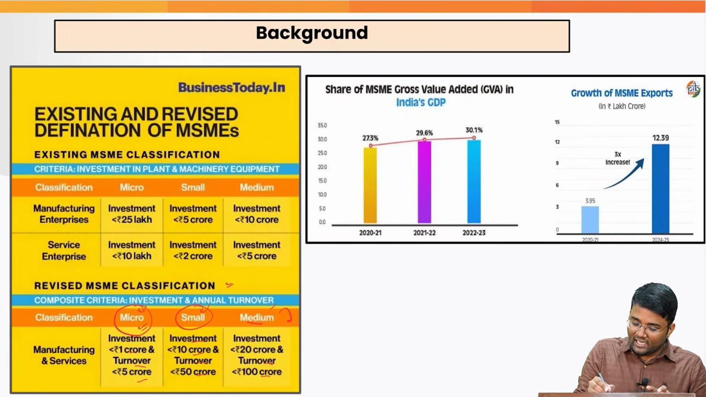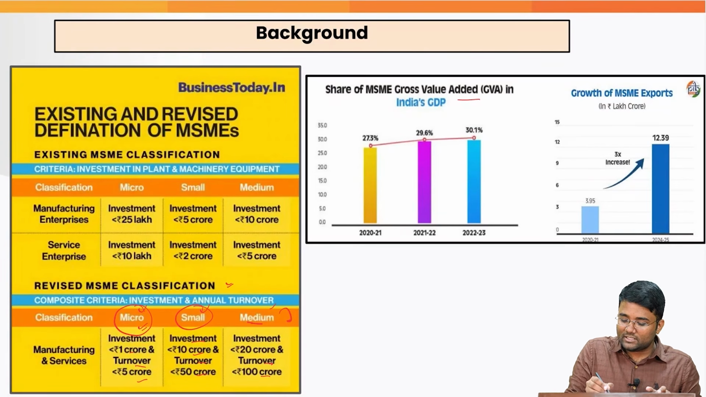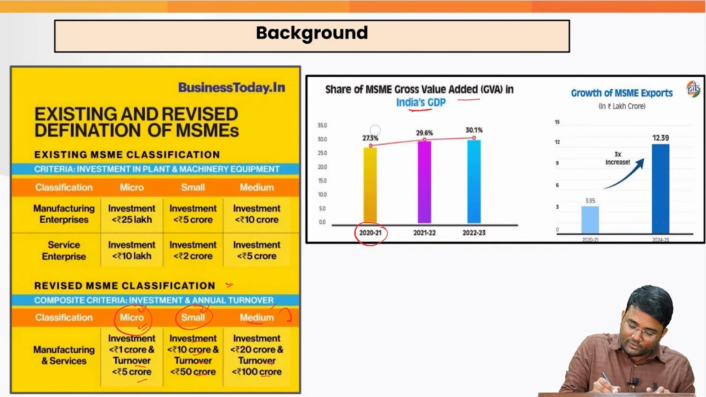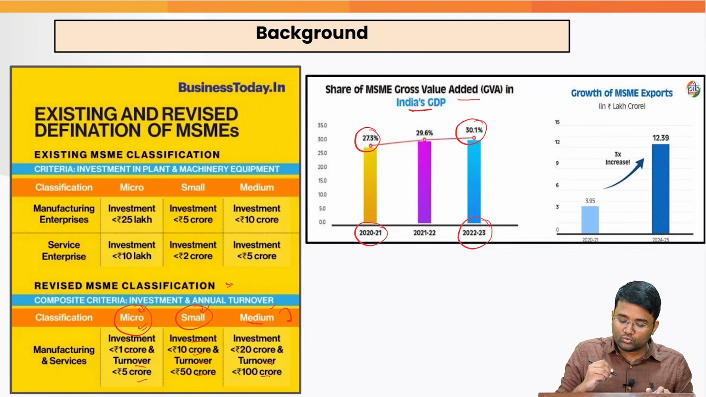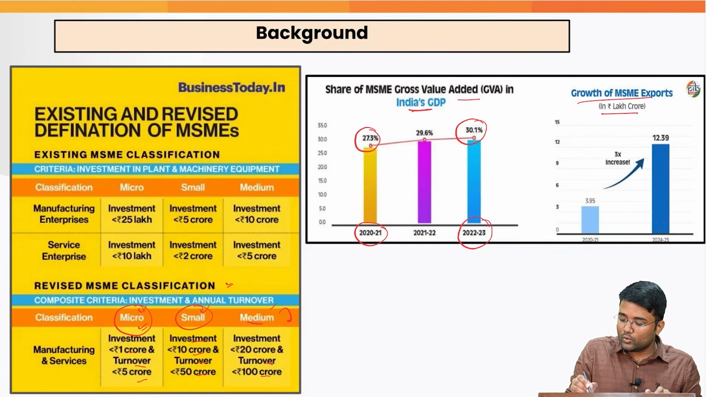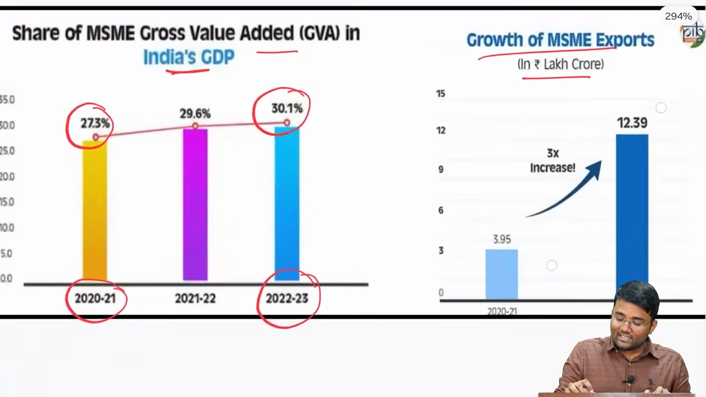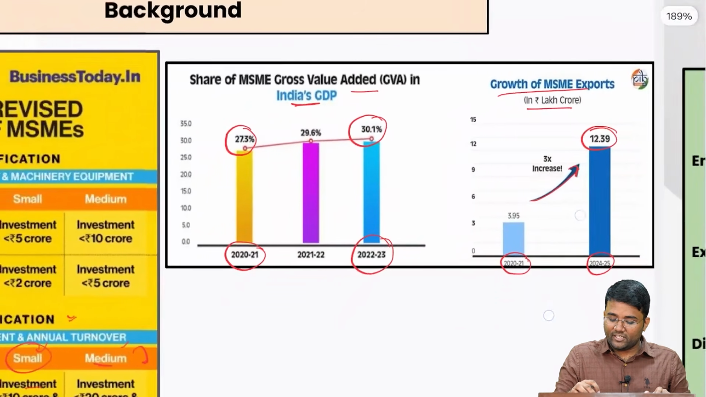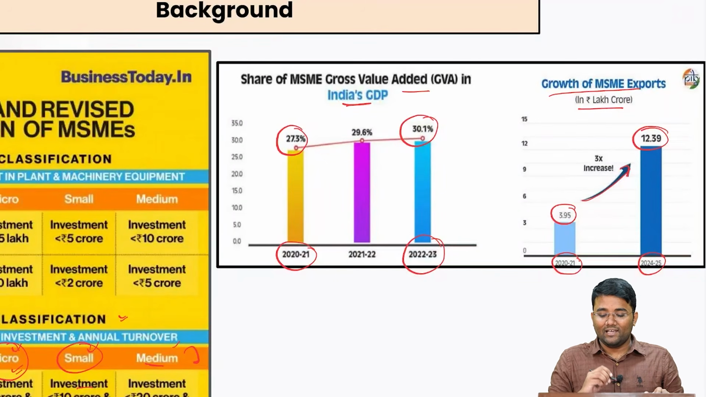If you look into this data, what is the share of MSMEs in gross value added in India's GDP, this is the data again from the budget. This shows that in 2020-21 it was 27.3% and it increased to 30.1% in the year 2022-23. And if you look into the value in lakh crore of MSME exports, it increased to 12.39 lakh crore in the year 2024-25, and there has been a 3x increase from 2020-21 where it was 3.95 lakh crore.